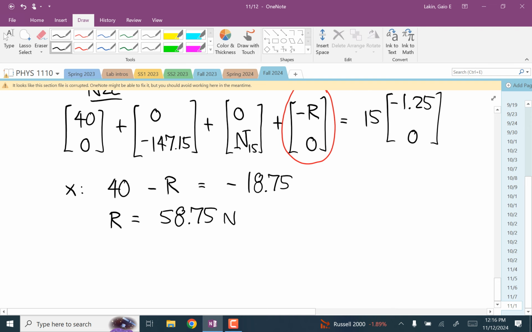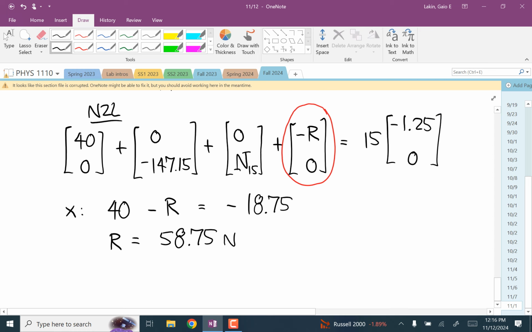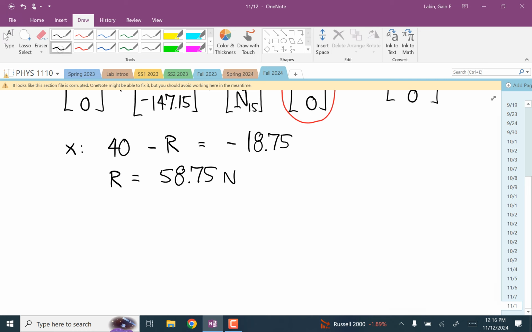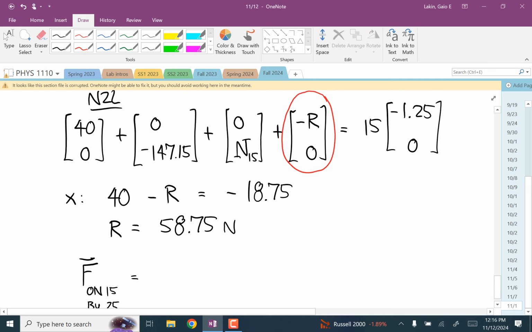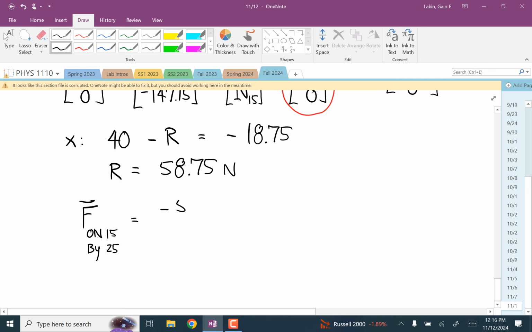I asked for it as a force vector, so there are two ways you can represent that. You can show this magnitude and just show me the direction that it's acting, or you can give it as vector components. To give it as vector components, just plug this variable back into that red circled vector. And so the force vector on the 15 by the 25 is negative 58.75, 0.